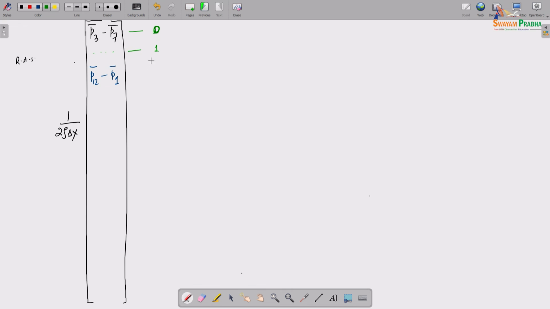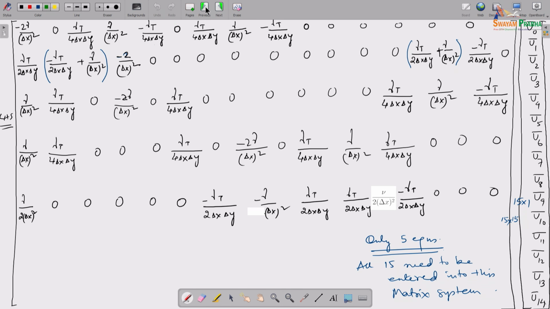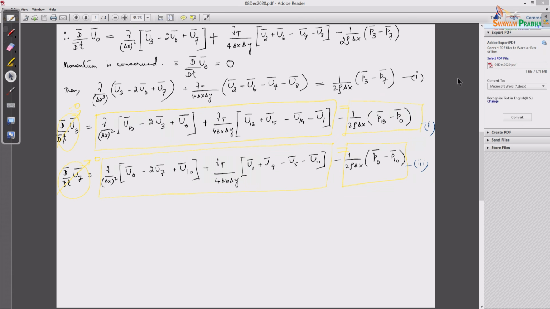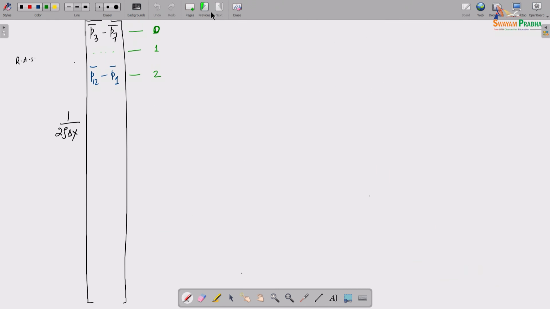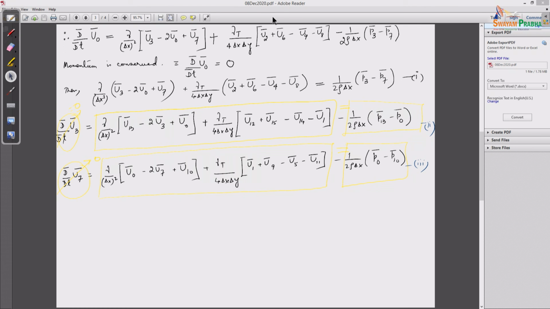We'll need an entry here for 1. This entry is for 2, right? We don't have anything for 3. Or yeah, we actually have something for 3, right? So we have this with P13 minus P0. So U3 is P13 minus P0. This is for 0.3. We don't have anything for 4. Then we have something for 0.7, I think. So that is for 7, which is P0 minus P10.